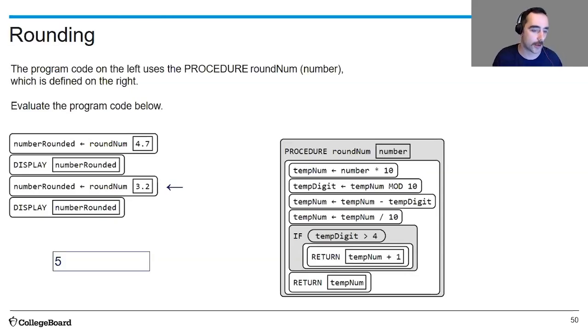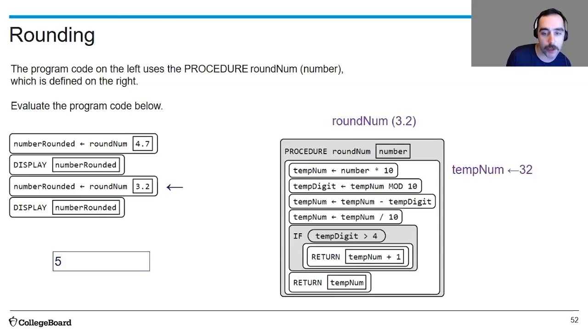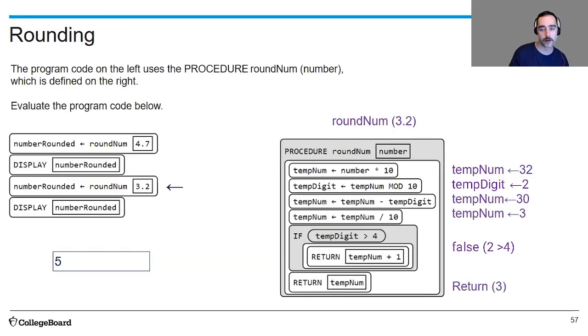And we'll try the same thing with 3.2. That's our argument. We pass it through, and you can see the results. But remember, when we got to here, it was false. So it skips and goes to the other return.